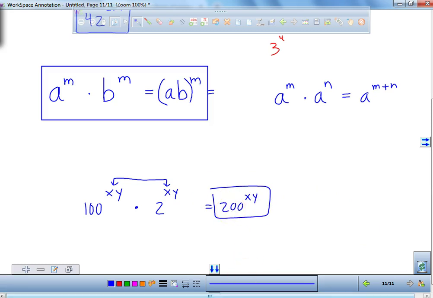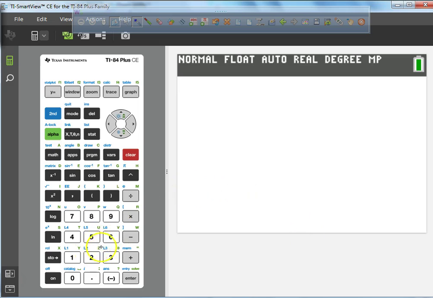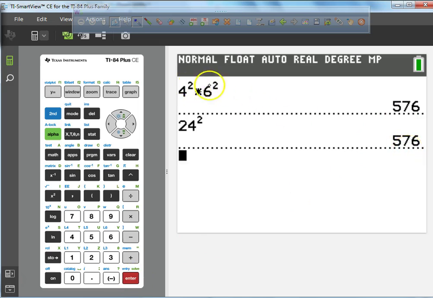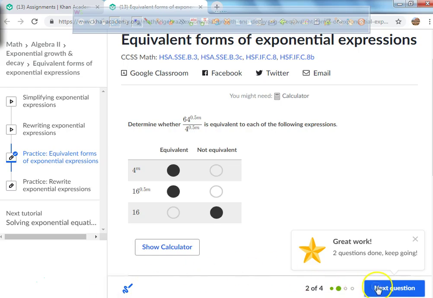Now I'm going to show you guys in the calculator that this works. Okay? So how about this? What if I said 4 to the power of 2 times 6 to the power of 2? So 4 to the power of 2 times 6 to the power of 2 is 576. Right? What's 4 times 6? 24. Look what 24 squared is also equal to: 576. So it works no matter what. If the powers are the same, you're allowed to multiply those together. Right?